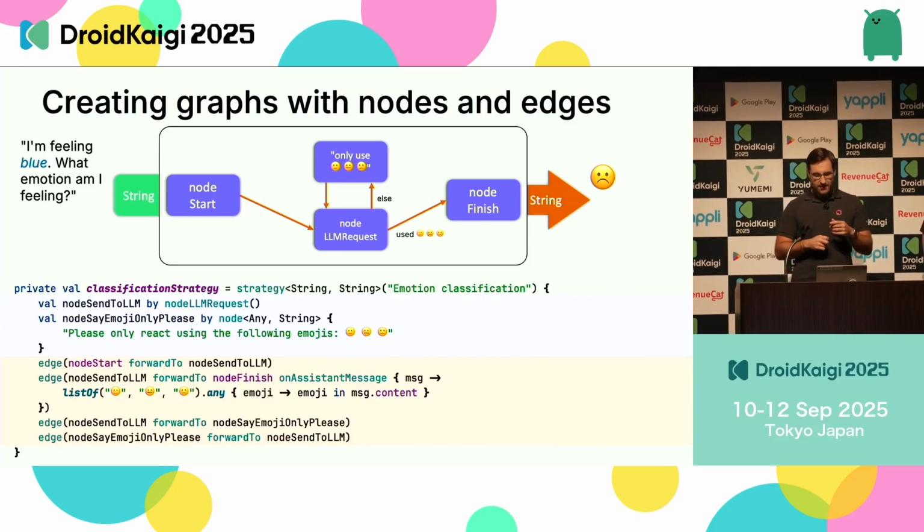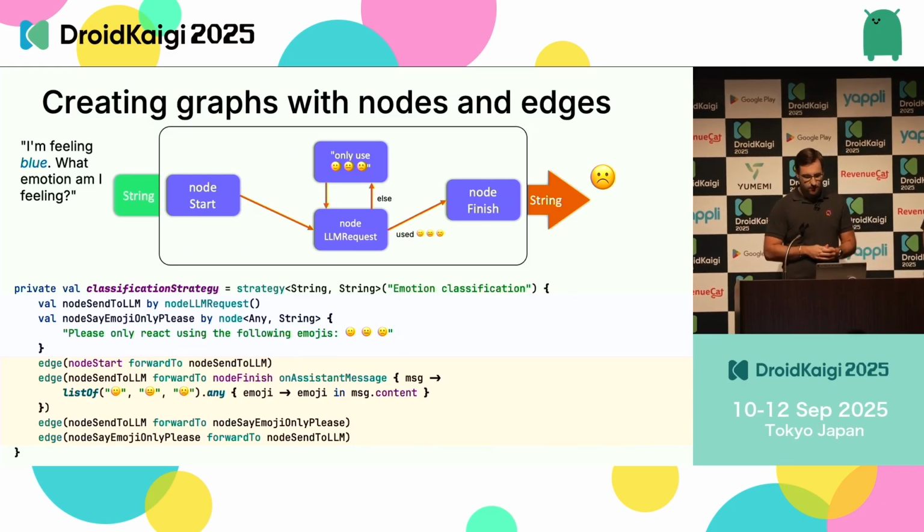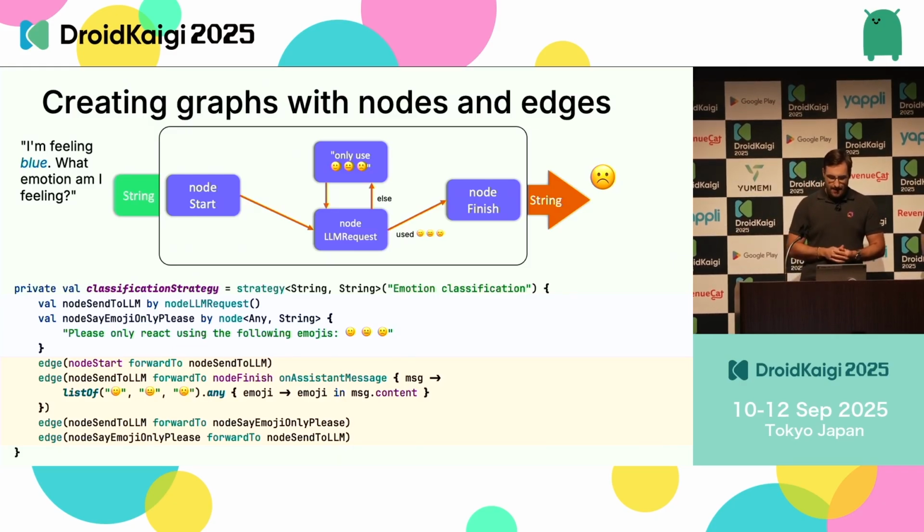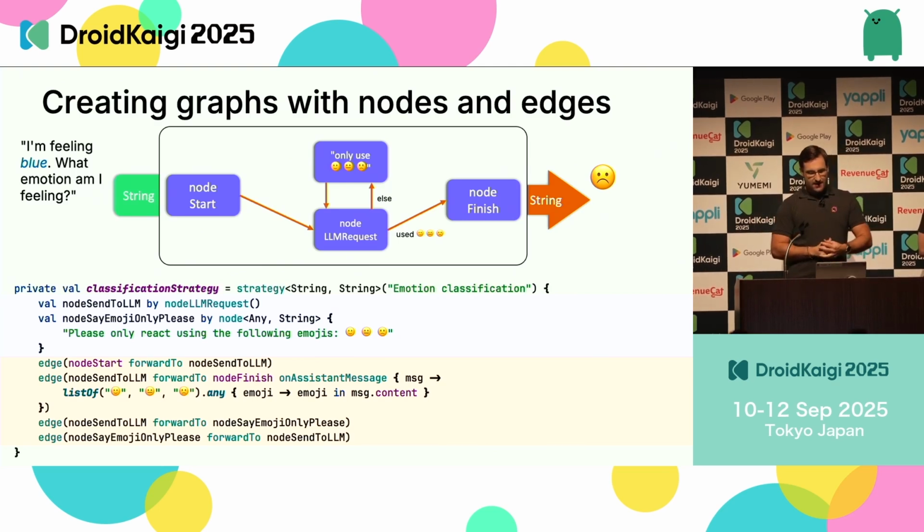This should then be sent to the LLM. And if the LLM responds with one of the allowed smileys, then we move to the finish node. And we're done. If the LLM responds with something else, which can be common with LLMs, as they're non-deterministic, we ask the LLM to only use the smiley, neutral face, and frowny, and then we send it back to the LLM until we get a satisfying solution. For the original prompt of blue, we would probably expect a frowny.